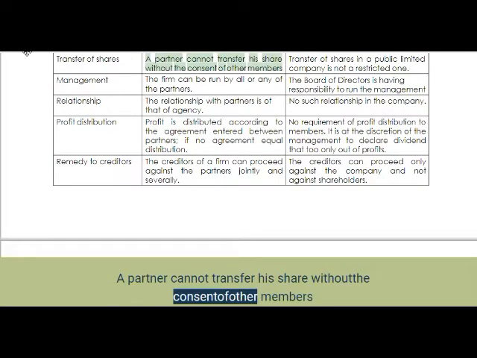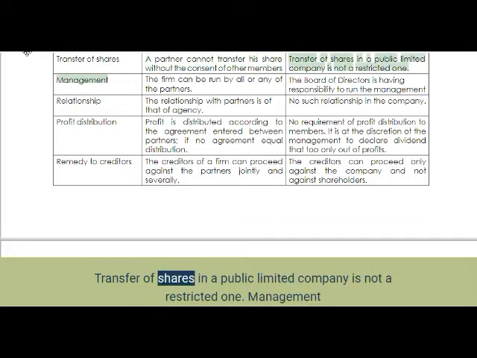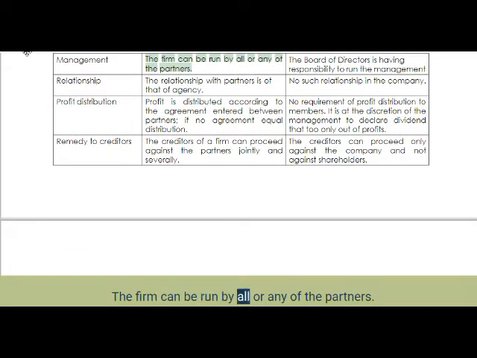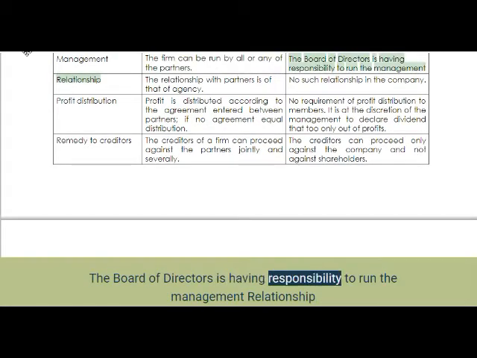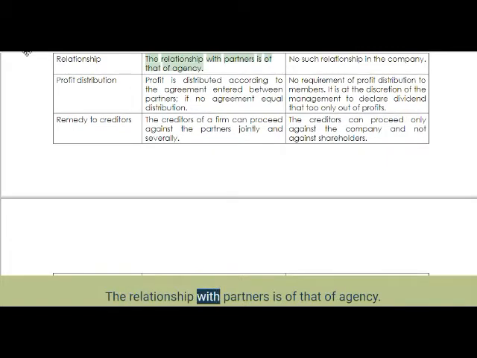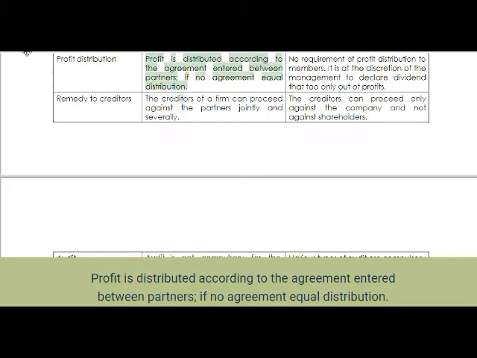Liability: the liability of the partners is unlimited. The liability of the members of the company is limited. Number of members: minimum required is 2. Maximum number can be 100 subject to some exceptions. Present rules provide 50. Minimum number of members for a private company is 2 and maximum 200. Minimum number of members for a public limited company is 7 and there is no limit for maximum.